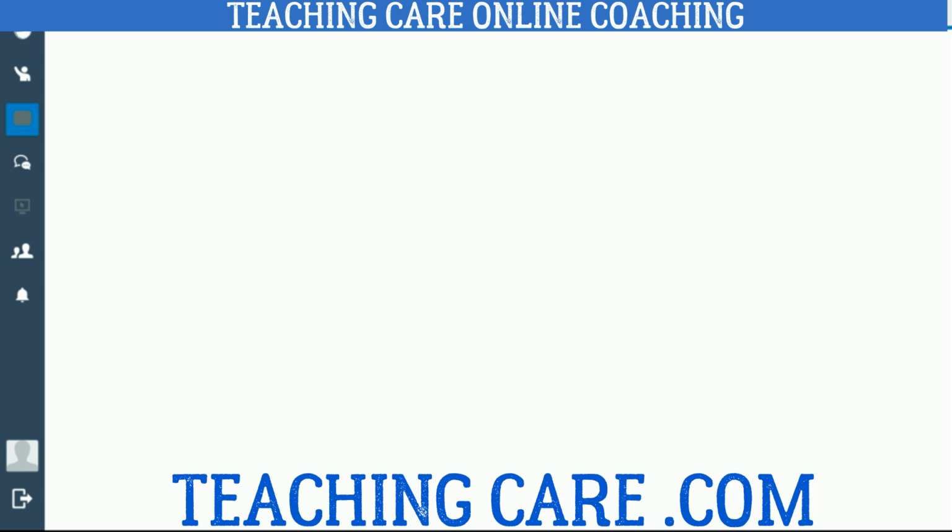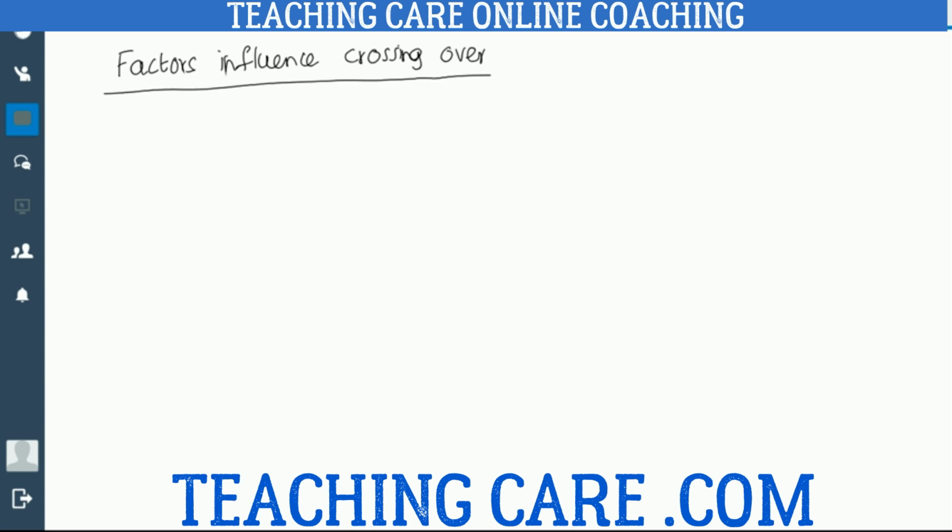So now we will discuss factors influencing crossing over. What are the factors which will influence crossing over? That means factors which will promote crossing over, which will increase crossing over.